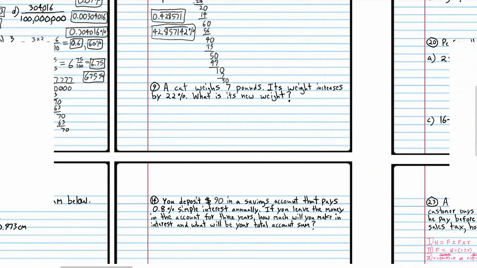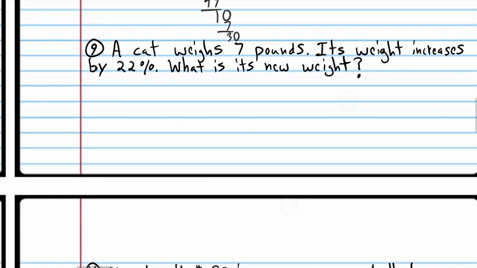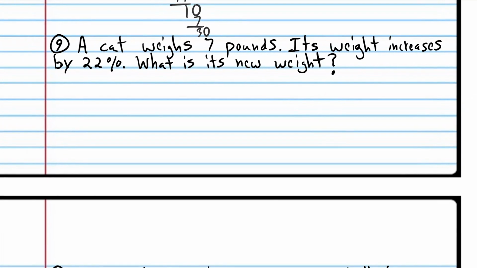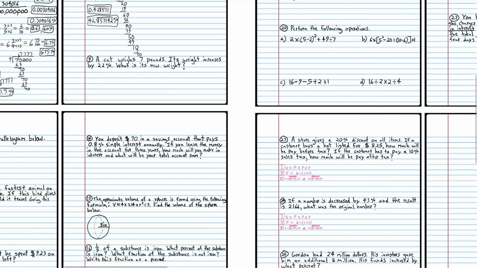All right, so we're on to number 9. A cat weighs 7 pounds. Its weight increases by 22%. What is its new weight? So this is a problem that applies the order of operations. This is a percent change problem. It's when you take a number and you change it by a certain percent.